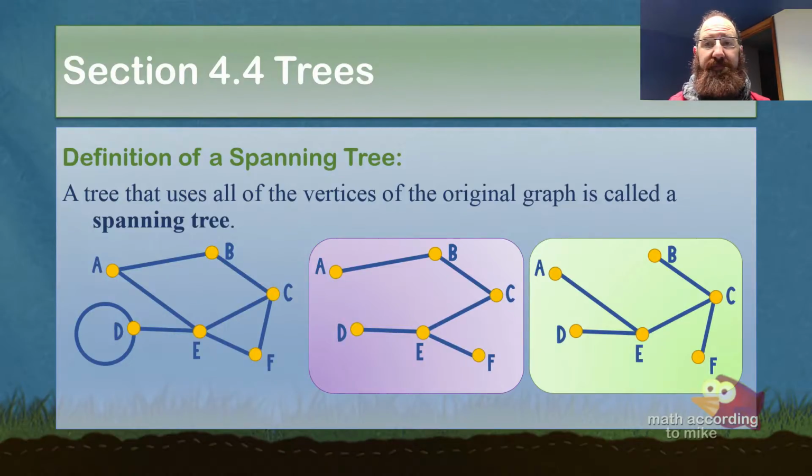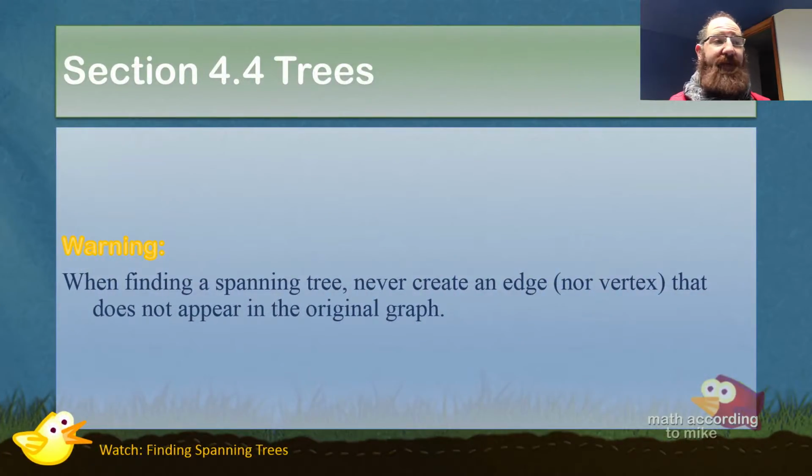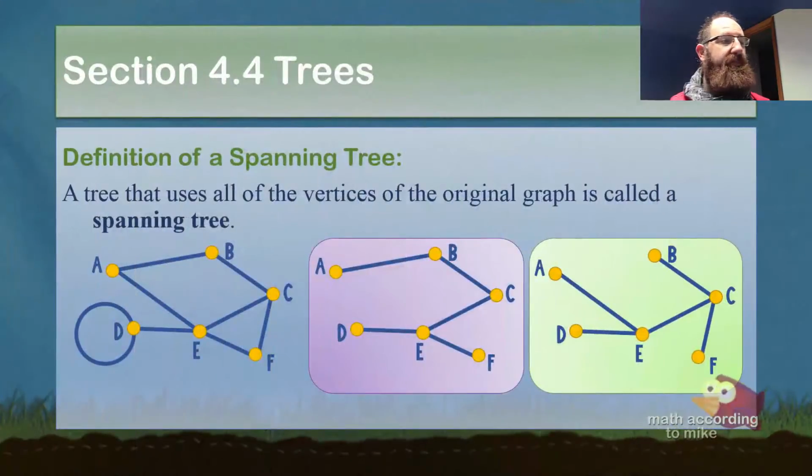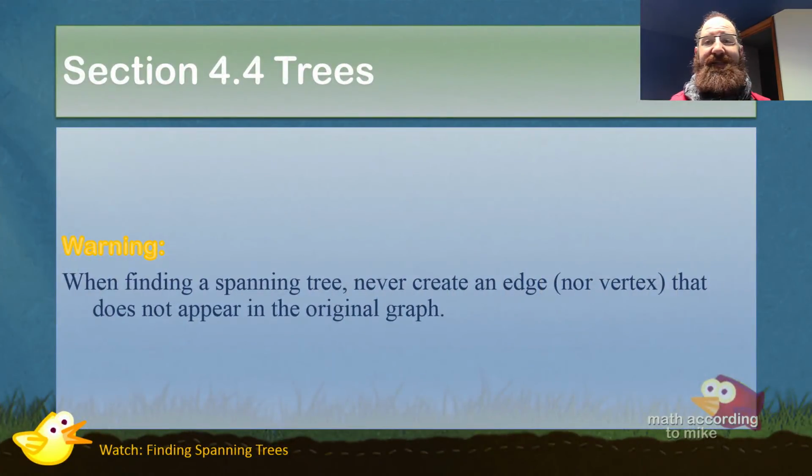vertices of the original graph. Bink! When finding a spanning tree, never create an edge nor a vertex that does not appear in the original graph. So if I went back real quick, notice that vertex A does not directly connect to vertex D. So in my spanning trees, I cannot create an edge that connects A to D. That's typically the bigger error, making an edge that wasn't there. So with that, if you would, please watch Finding Spanning Trees.